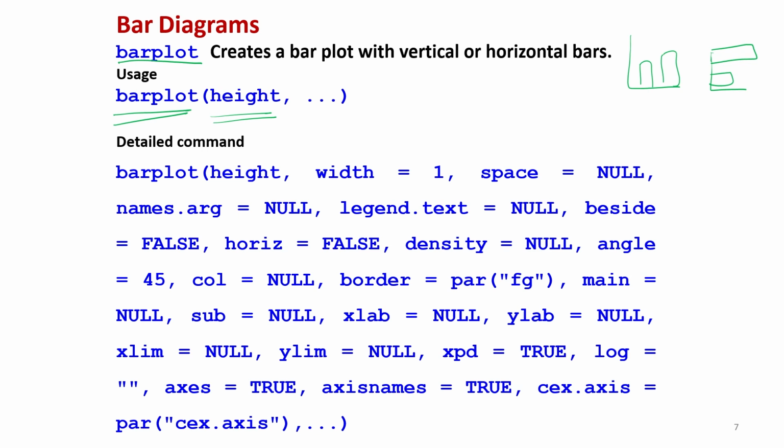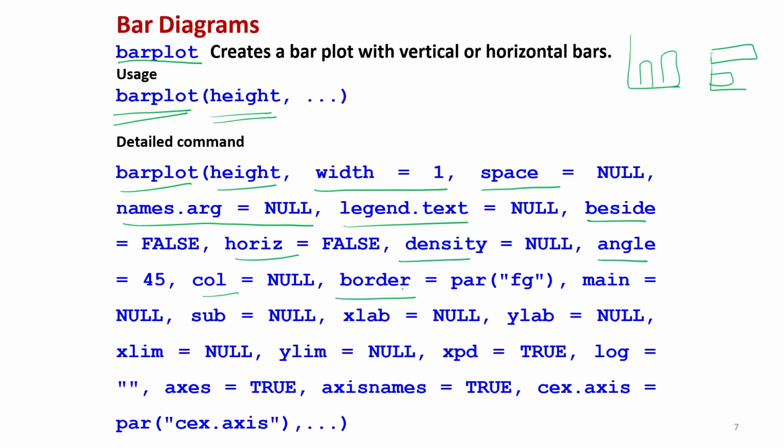If you want to modify your bar plot, you can see there are various options. Barplot with height as the data. You can control the width, you can control the space between the two bars, you can give different names to the bars, you can give legend.text, beside, horizontal, density, angle, etc., color, border, etc. You will see there is a long list of these options, right. This is what I meant when I told you in the beginning that you can control the different features of the graphic using these options, right.